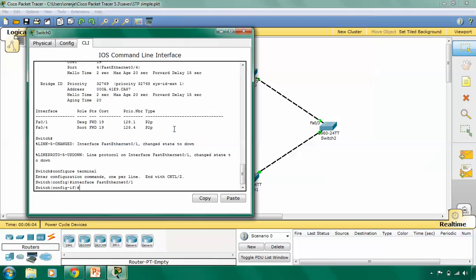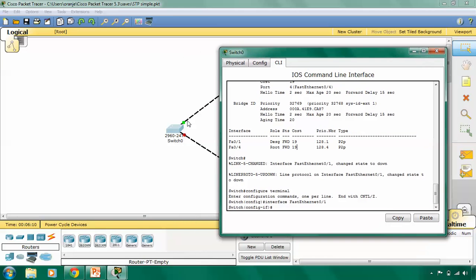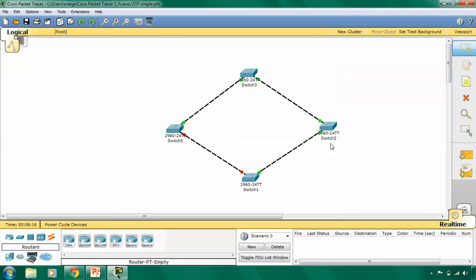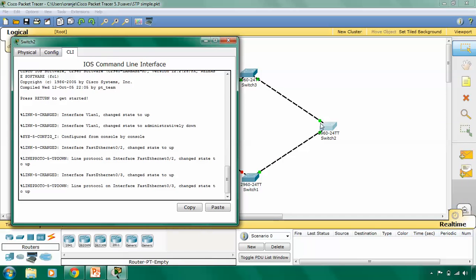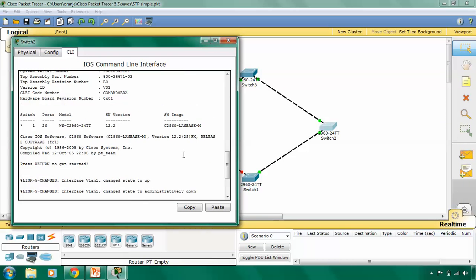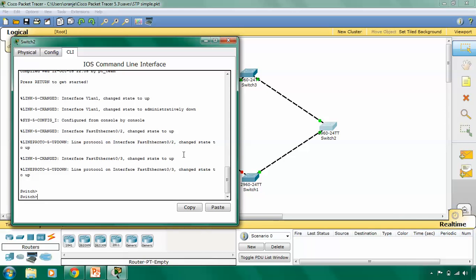So we can see interface 4 here is the root port and it's in forwarding mode, and the other interface should become the designated forwarding interface. And similarly here, interface 3 is the root port. Let me show that for you.